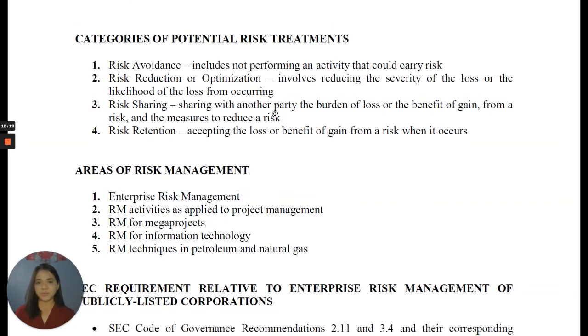The categories of potential risk treatments are, first, risk avoidance. It includes non-performing of an activity that could carry the risk. Second, risk reduction or optimization. It involves reducing the severity of the loss or the likelihood of the loss from occurring. Third is risk sharing. It is sharing with another party the burden of loss or the benefit of gain from a risk and the measures to reduce a risk. Fourth, risk retention. It is accepting the loss or benefit of gain from a risk when it occurs.